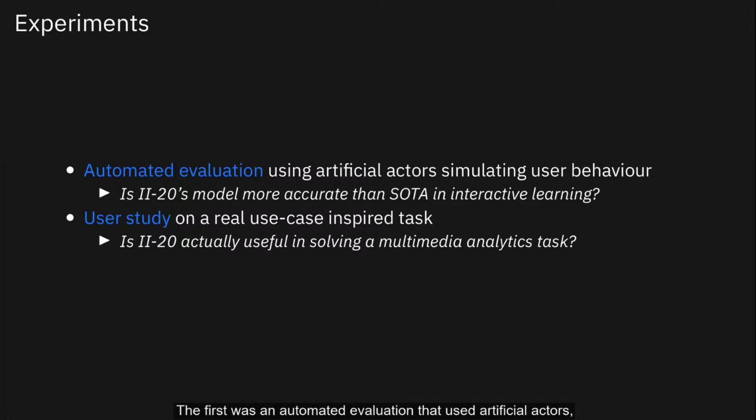The first was an automated evaluation that used artificial actors, essentially software agents that simulate user behavior interacting with AI20 in a user's place, to answer whether AI20's model is more accurate than the state-of-the-art in interactive learning. The second experiment was a user study on a real use case inspired task, and the associated research question is essentially a sanity check. Is AI20 actually useful in solving a multimedia analytics task?